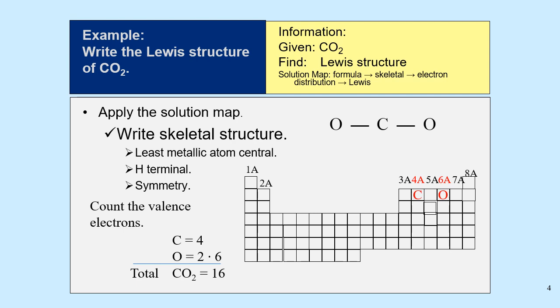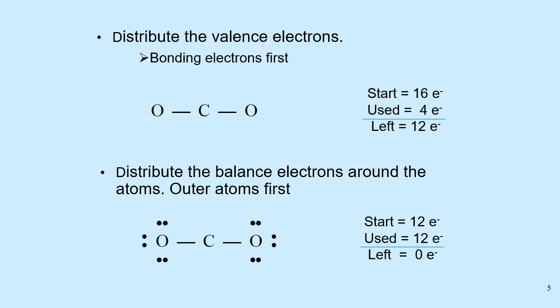The next step is to count the valence electrons. For oxygen, we have 6. How many oxygen? 2, so 2 times 6 is 12. Carbon contains 4 electrons, so 4 plus 12 is 16. So the total electrons for CO2 is 16. This is the periodic table: carbon is in group 4A and oxygen is in 6A, so 4 valence electrons for carbon and 6 valence electrons for oxygen.